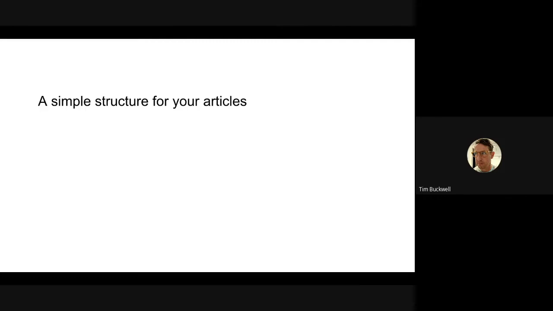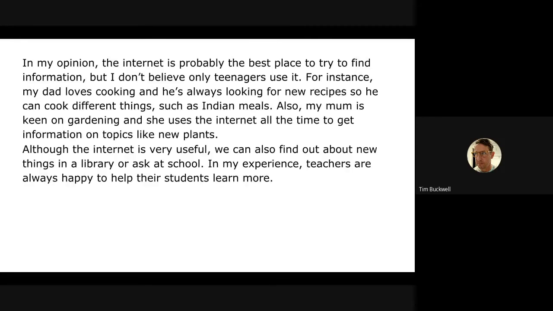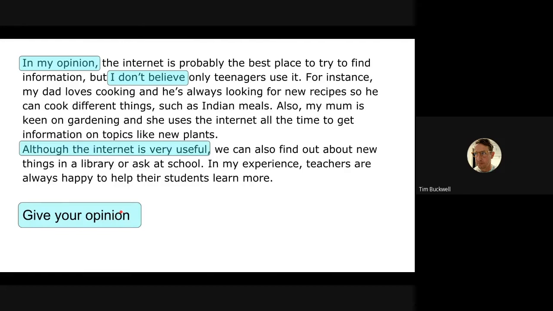Let's have a look at a simple structure that you can use in your two paragraphs when you are writing an article. This was our article, and you'll see that this person starts by giving an opinion. This is a very good idea, and we can use language like "in my opinion." We can use language like "I don't believe" or "I believe," "I think," "I don't think." This is giving your opinion. It's a good thing to do in your articles, to give your opinion.